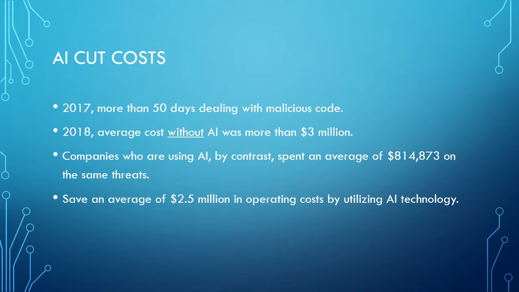A July 2018 survey and report from IBM in collaboration with the Ponemon Institute highlights the cost comparisons of incident responses with and without artificial intelligence. Without AI, the average cost is more than $3 million to address a cybersecurity breach. With AI, the costs are reduced more than 3 times, with an average cost of roughly $800,000, saving more than $2.5 million.